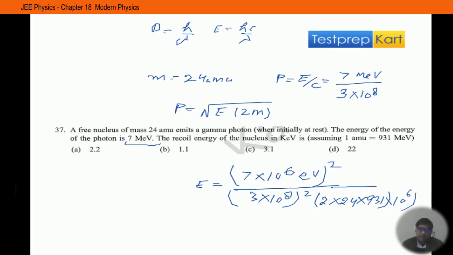So from here we'll get energy that is equal to 1.1 into 10 to the 3, which is equal to 1.1 keV. So option B is correct.